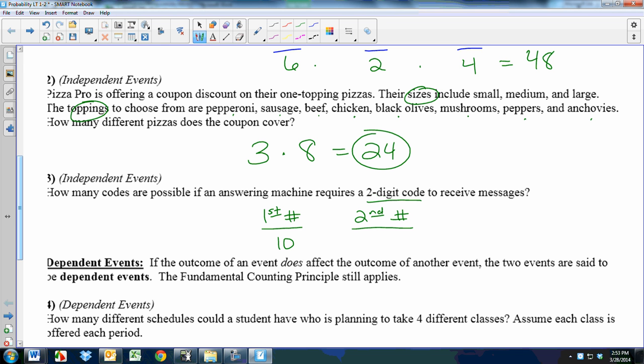When you choose your second digit, according to this question, it doesn't tell you you can't use the same number again. So if it doesn't say you can't use the same number again, then assume that you can use the same number again. So if you had 10 choices for the first digit, you've got 10 choices for the second. 10 times 10, 100. And this is one of the few problems that you can actually logically think out. 2-digit codes. You could have 0, 1, 0, 2, 0, 3, all the way to 99, but don't forget 0, 0. So there's 100 codes. And those are independent events.